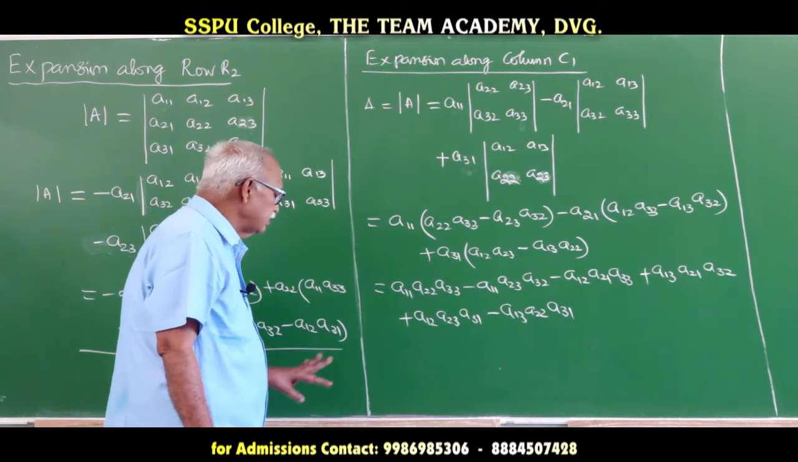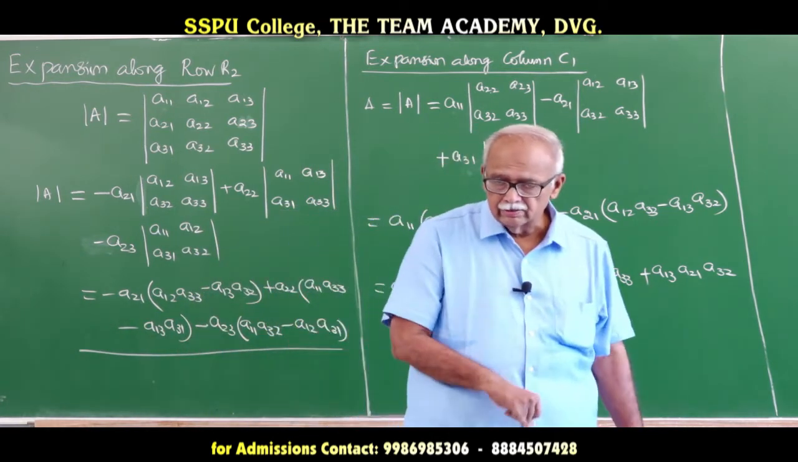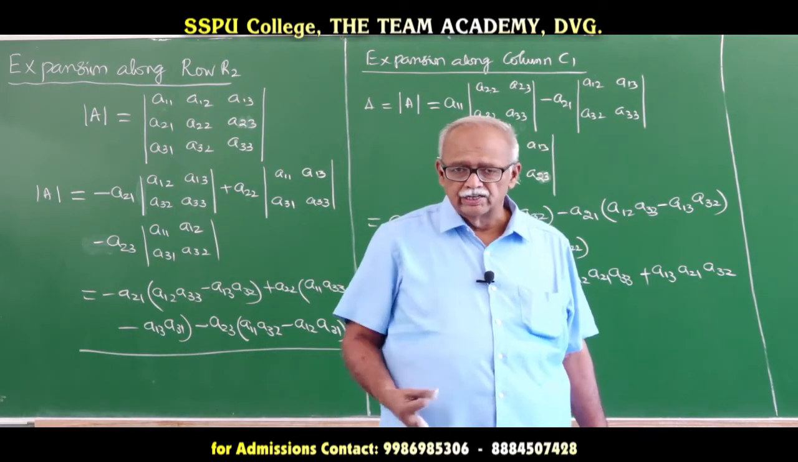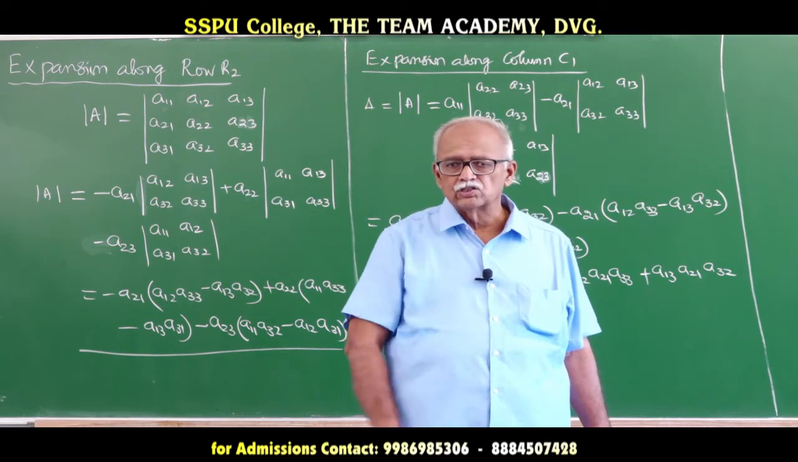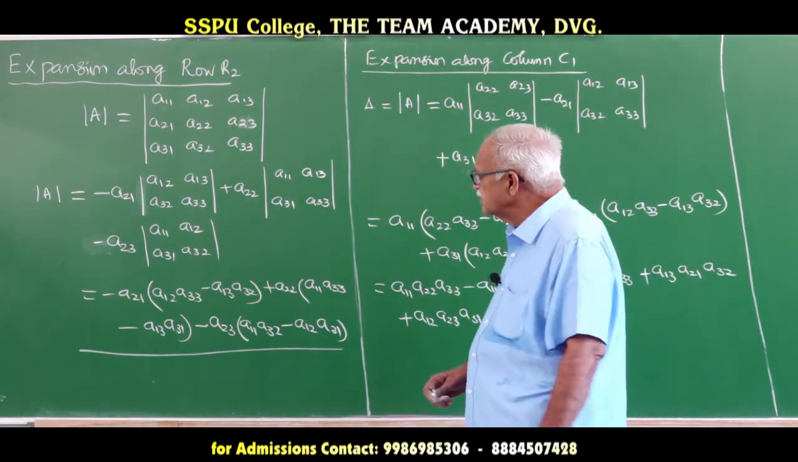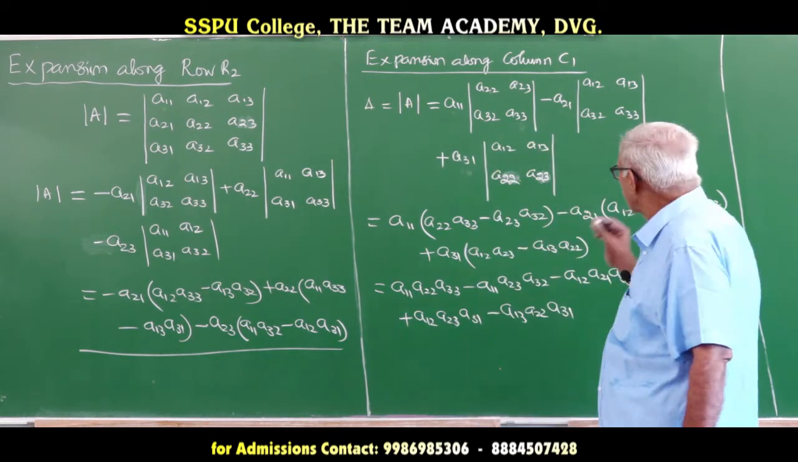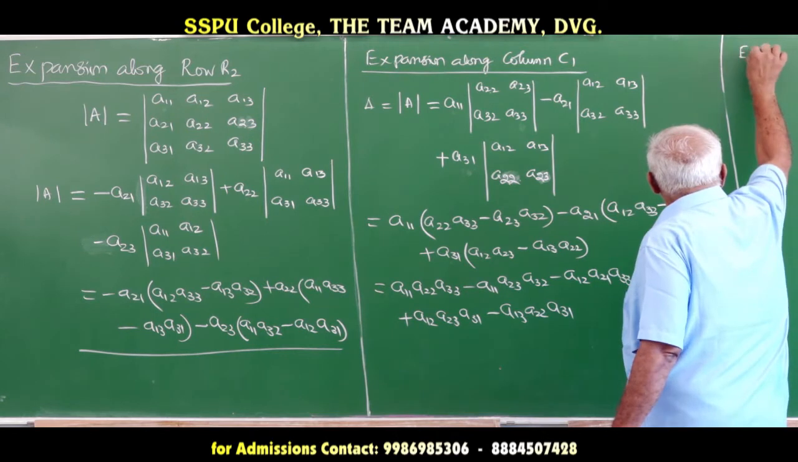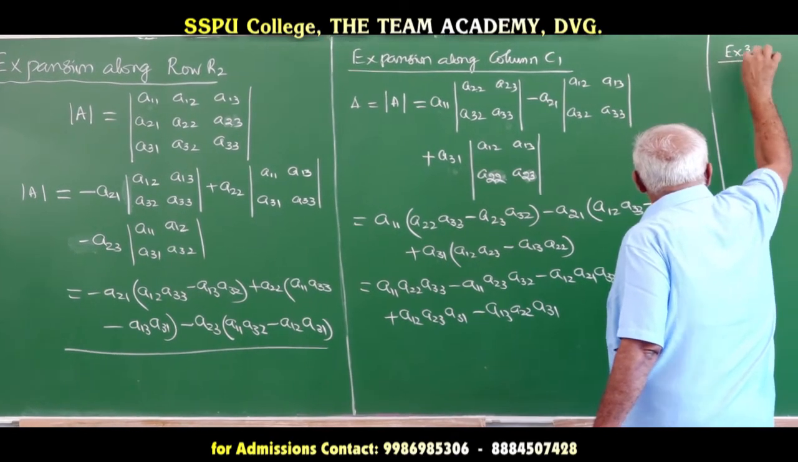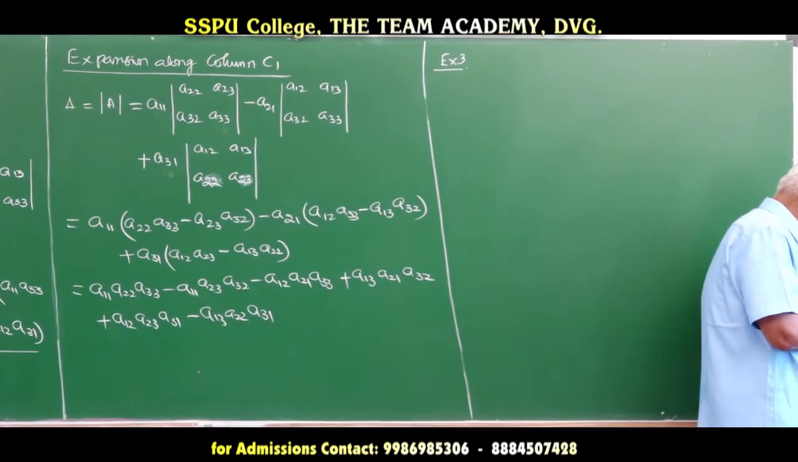So, this is 3 methods. You can expand it through R3, we have not done it, and C2 and C3. So, there are 6 methods of expansion of the determinant. Now, we will see some examples, then you will understand better how we are going to solve the problems.